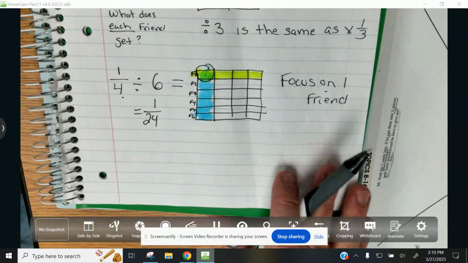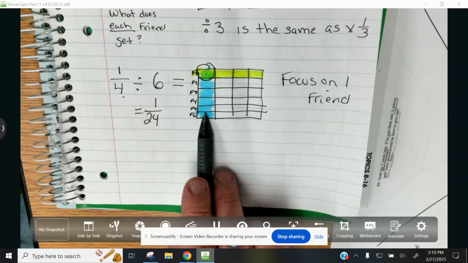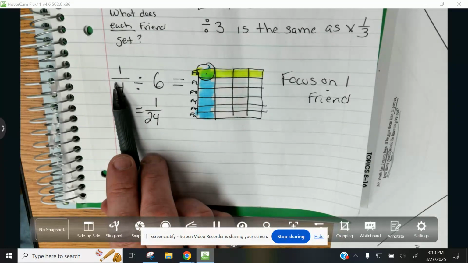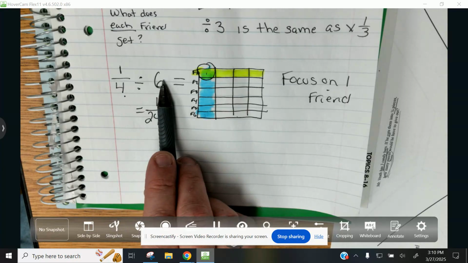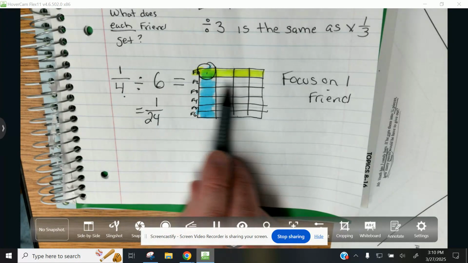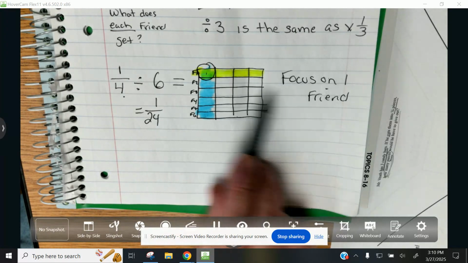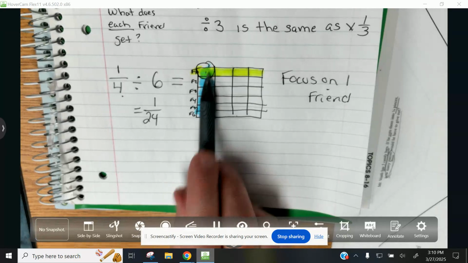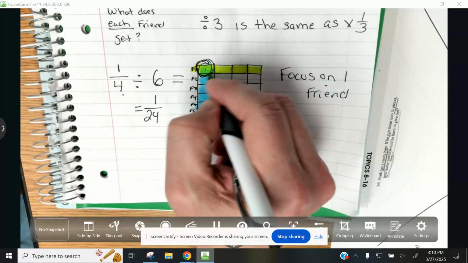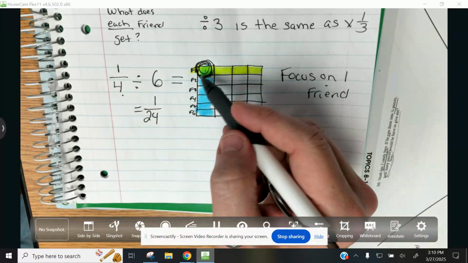Okay? So, guys, that's really all there is to it. It's just like you're multiplying a fraction. Draw what you have, divide by however many people are getting it, and then focus on one friend. Which friend? I just focused on this one. I noticed he got this piece right here, and then he only got 1.